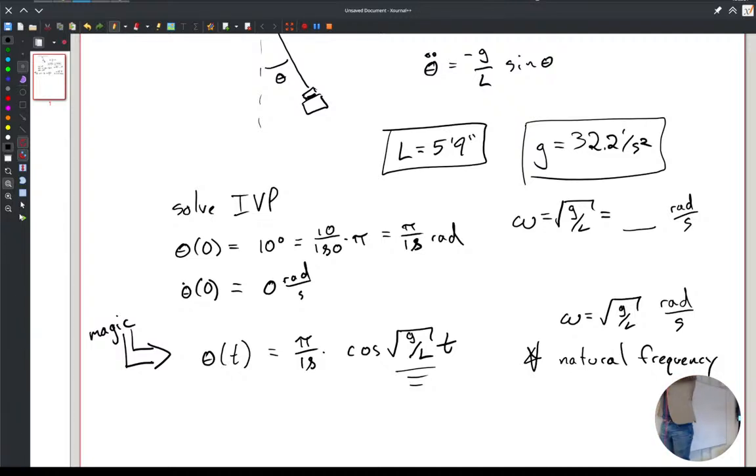All right, so what's the natural frequency there? We shouldn't bother it. We should be good. What is our natural frequency? How fast is it going to be moving? Or how long does one cycle take? One swing? What's the square root of 32.2 over 5.75? 2.37.